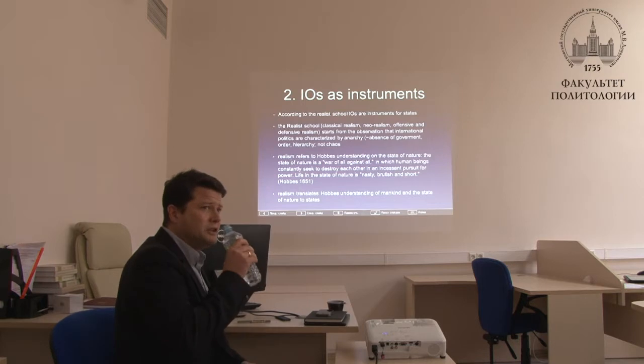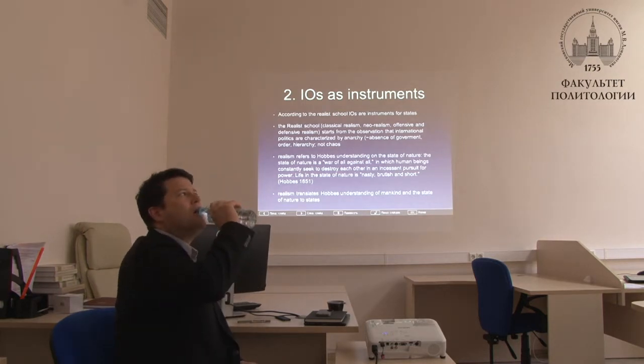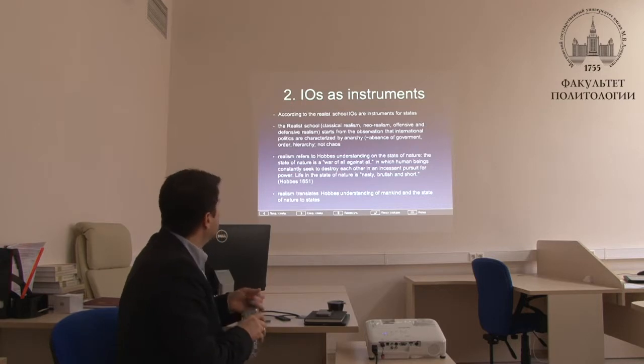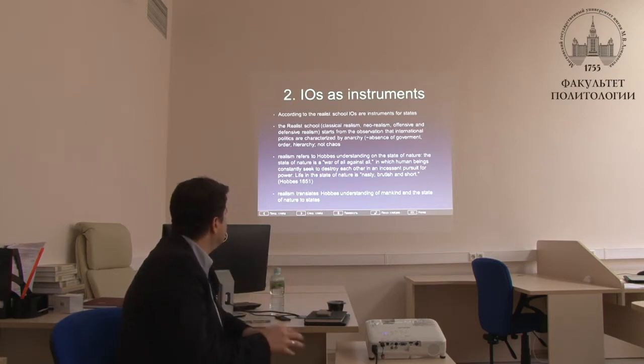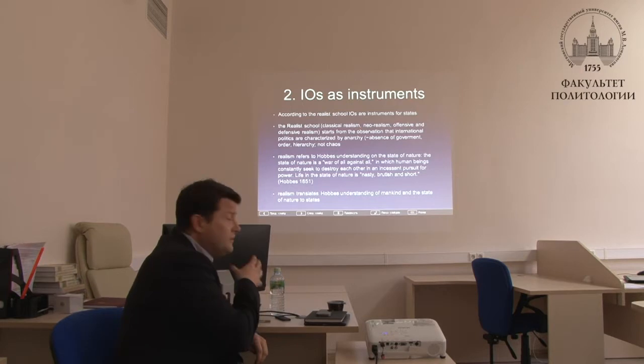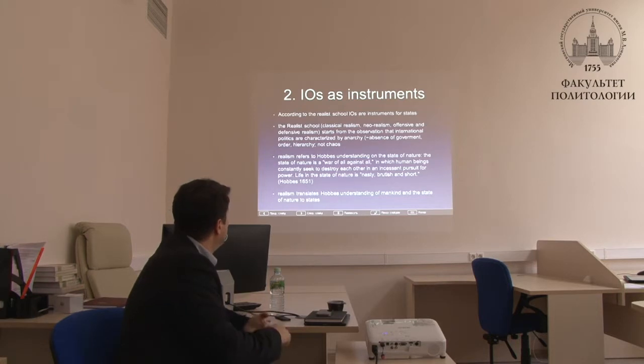So we are starting with international organizations as instruments. According to the realist school, IOs are instruments for states. Simple as that. The realist school here encompasses theories like classical realism, neorealism, offensive and defensive realism. But as I've said, this is also true for Marxism. For Marxism as well, IOs are instruments. The realist school starts from the observation that international politics are characterized by anarchy, by the absence of government, order, hierarchy, but it means no chaos instead.